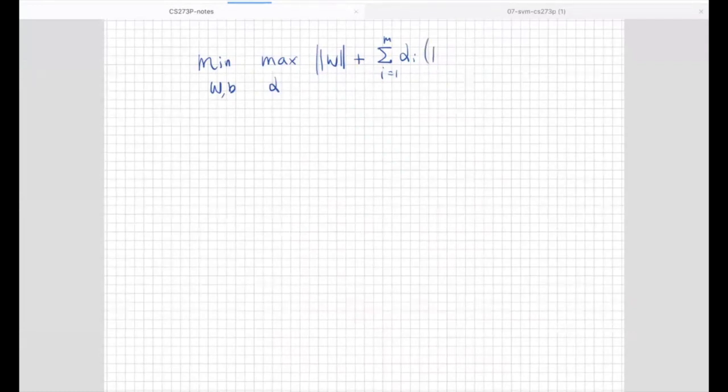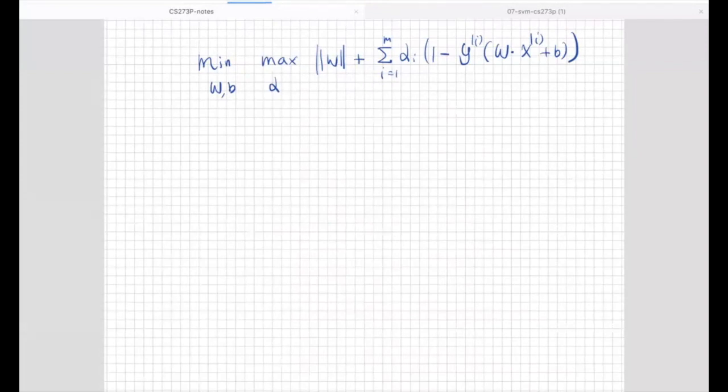Is 1 minus y_i times (w dot x_i plus b). So that's the problem we're trying to solve here. I'm going to maximize with respect to the right-hand side here, but then I'm going to minimize with respect to w and b. Right, so that's the problem we're trying to solve. This is the same problem as in our original constrained optimization problem. You can use this Lagrangian multiplier to remove these constraints.